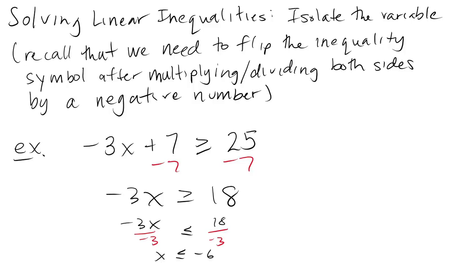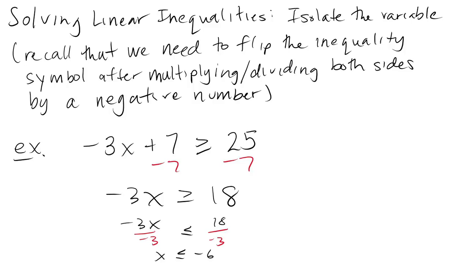Let's start with negative 6. Our statement claims that if we plugged in negative 6, it would make the statement true. Negative 3 times negative 6 is 18. 18 plus 7 is 25. 25 is equal to 25. When we say greater than or equal to, we're saying one of those conditions has to be met. You can't possibly meet both at the same time. So negative 6 makes the statement true.